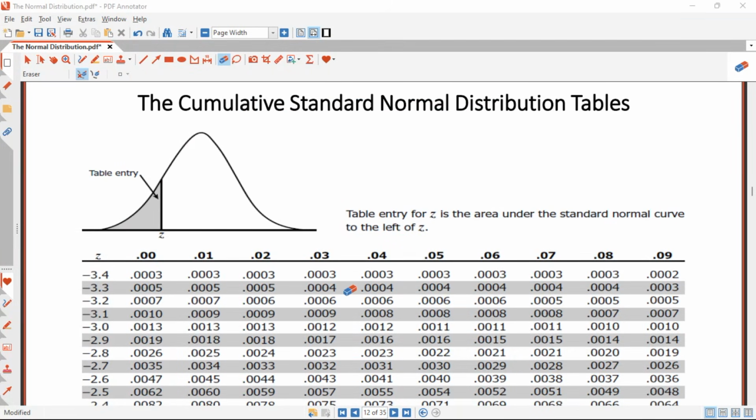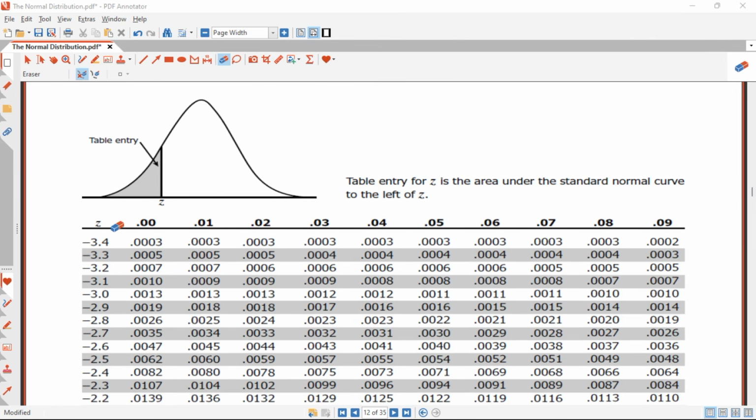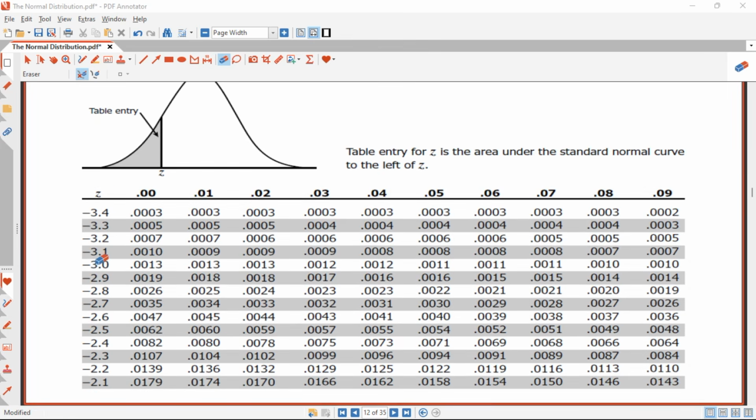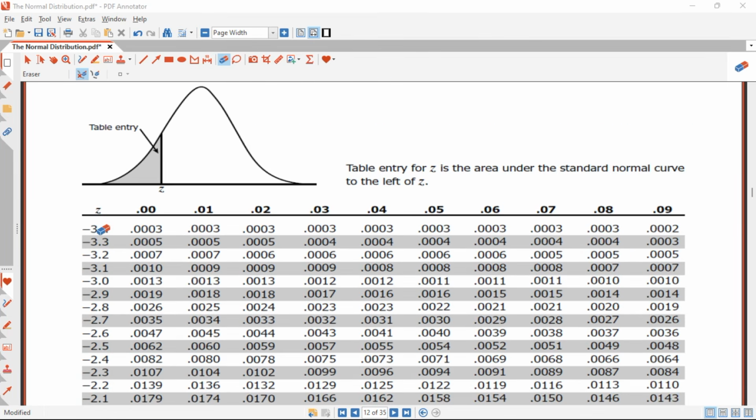So this is a typical example of a negative standard normal distribution table. It's a negative standard normal distribution table because we have our z here, and you see that the entries for all the z's are negative: negative 3.4, negative 3.3, negative 3.2. This z is just telling us that this is a negative standard normal distribution table.